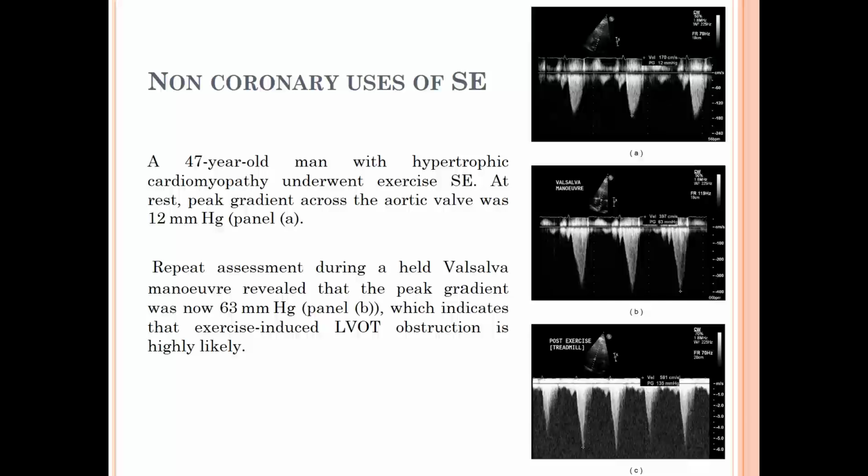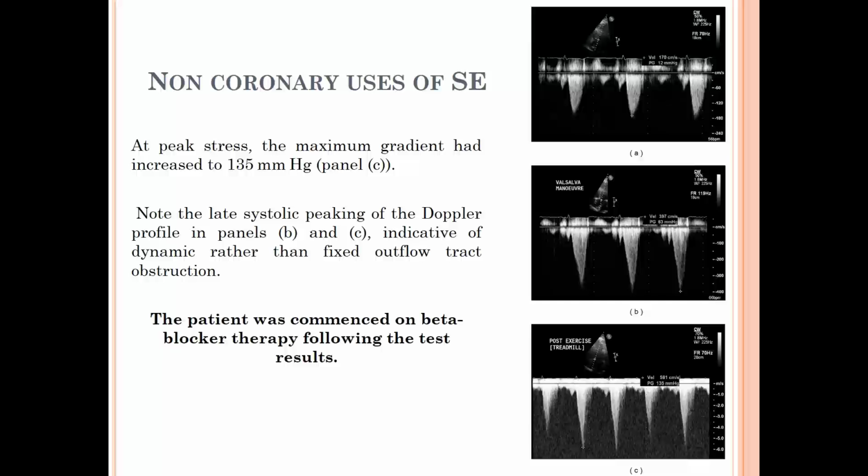This is another case of a 47-year-old man with hypertrophic cardiomyopathy who underwent exercise echo to be sure of the severity and how obstructive his condition is. At rest, the peak gradient across the aortic valve was 12 millimeters mercury. After repeating assessment during a held Valsalva maneuver, the peak gradient increased to 63 millimeters mercury, which indicates that the exercise might induce more and more obstruction. At peak stress, the maximum gradient increased from 12 to 135 millimeters mercury.